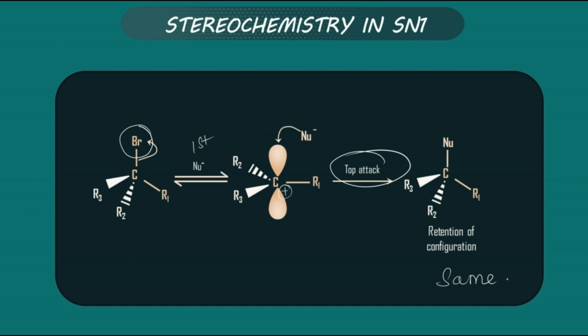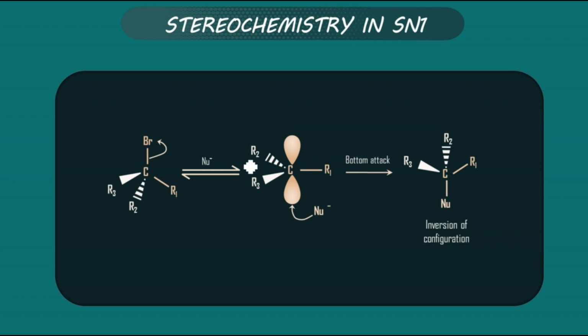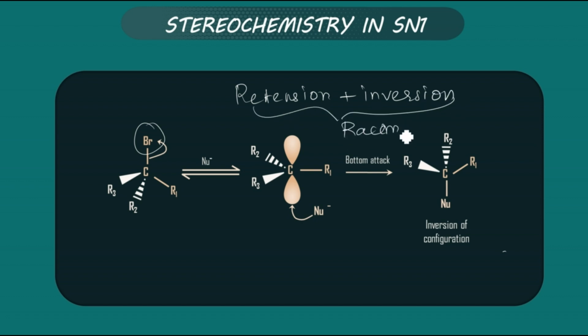What if it is attacking from the bottom side, opposite side of the leaving group? Then it will be inversion in configuration. It is just opposite to the reactant configuration. So there are two types of stereochemistry possible: retention and inversion. Retention plus inversion, what will it become? Both will combine to form a racemic mixture. 50% retention and 50% inversion means that would form a racemic mixture.